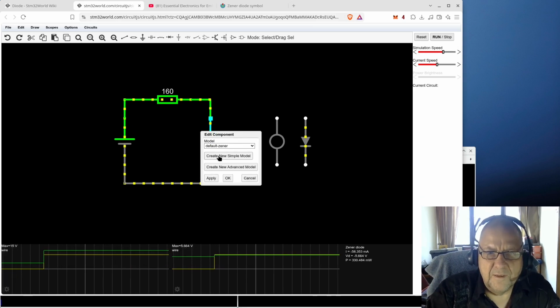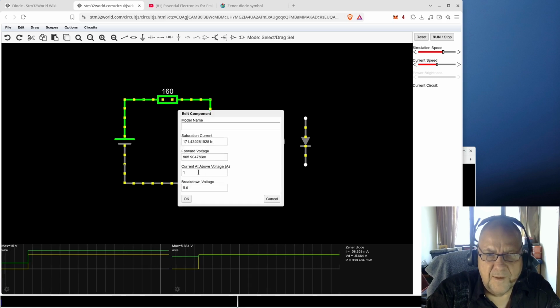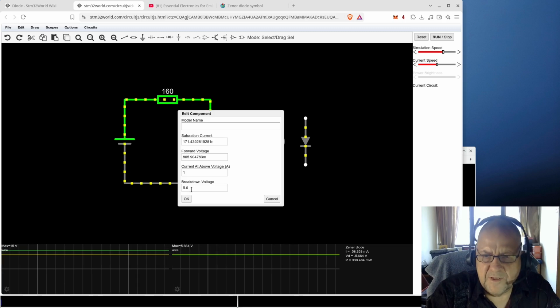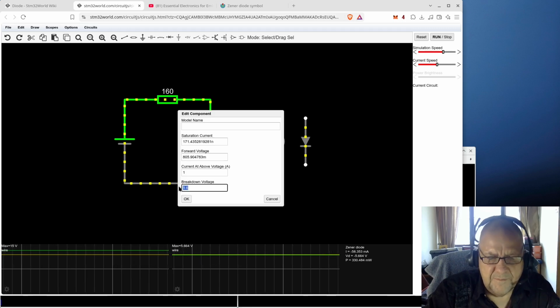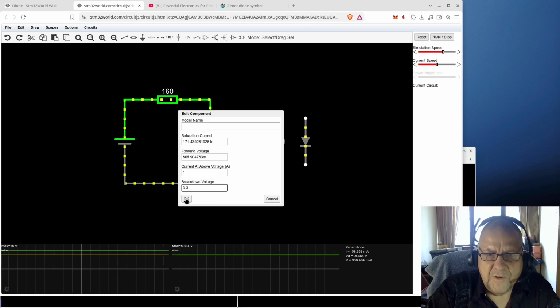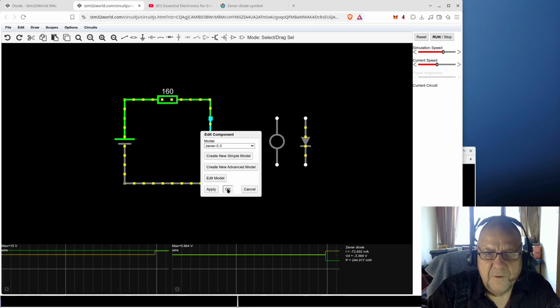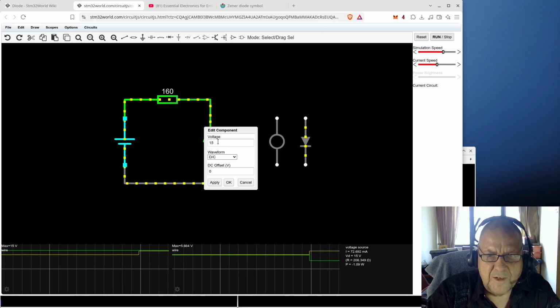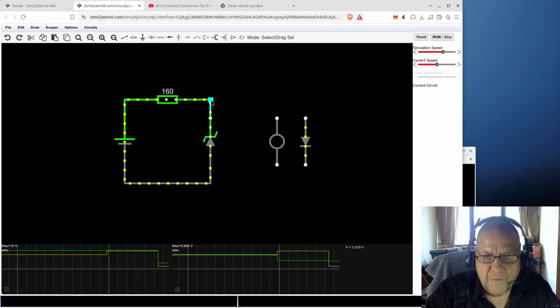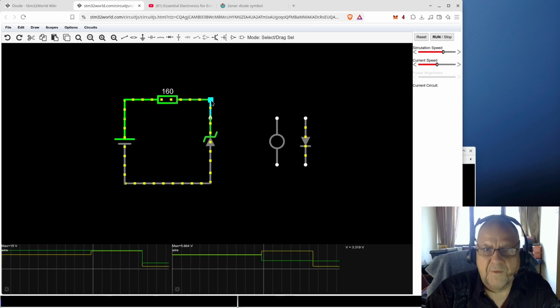We could create a new simple model here and say above the breakdown of 5.6 volt it is, but let's say we take a Zener diode with a breakdown voltage of 3.3 volt, and you will see now we can actually go back to our 5 volt source, and you will have approximately 3.3 volt over here.